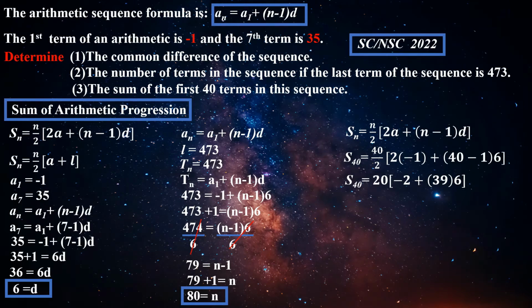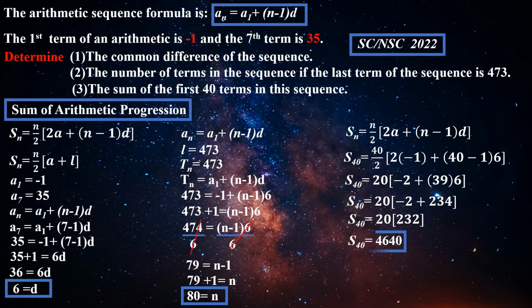Okay, so we're going to have 2 times -1 is going to give us -2, right? And right there, we're going to have 40 minus 1. First, solve what is inside the bracket. We're going to have 39. We're going to multiply that by 6, right? And as you can see, 39 times 6 is going to give us 234, right? And now it's -2 plus 234, that is going to give us 232 times 20. And you can find our answer being 4640, right? Which is 4,640. That is the sum of the first 40 terms.